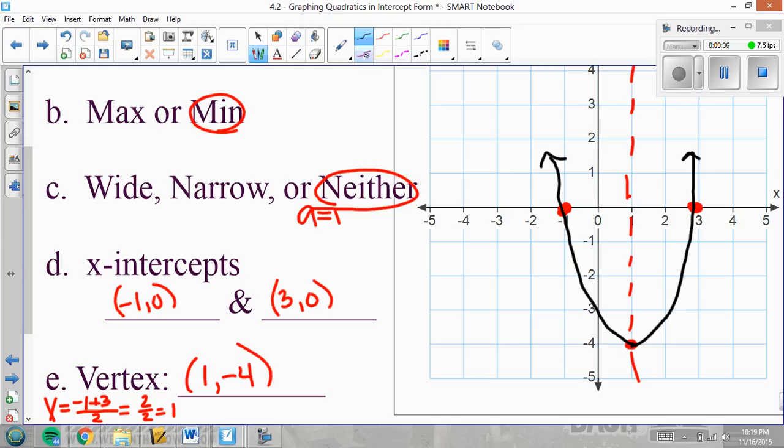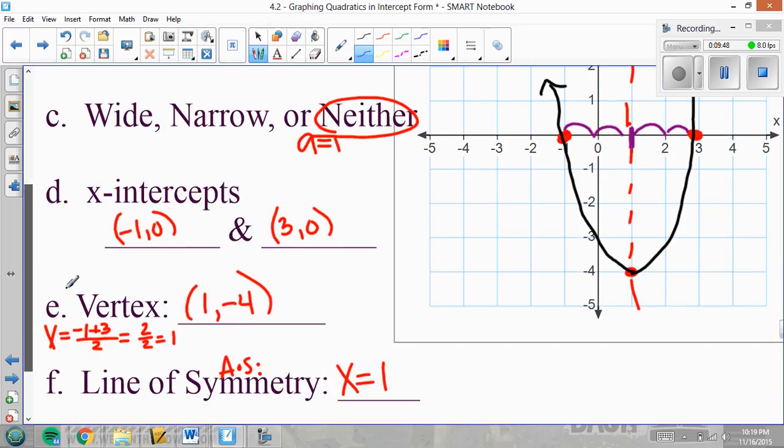Okay, and if anyone noticed, since that's the middle of my 2 points, you could just count in 1, go in 1, go in another, and find the middle by counting like that, or you can actually use P plus Q and divide by 2. You should get the same thing either way.